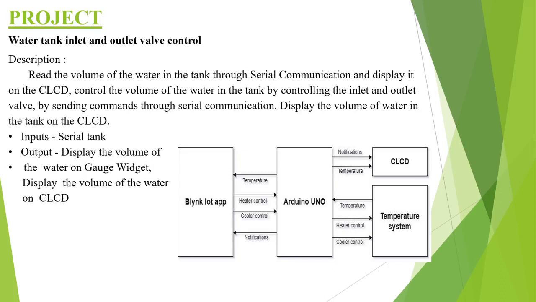Next we have the water tank, in which we are using inlet and outlet valve control. Here we are reading the volume of the water stored. According to that, it will be shown on the CLCD, and same as for temperature. Now, as we turn on the inlet valve, the water will start filling into the tank, and through the outlet valve, the water will flow out. This can be controlled using the Blynk application, and we are displaying all of this on the CLCD.